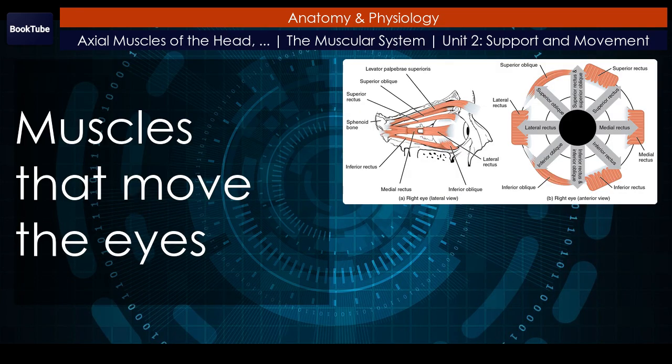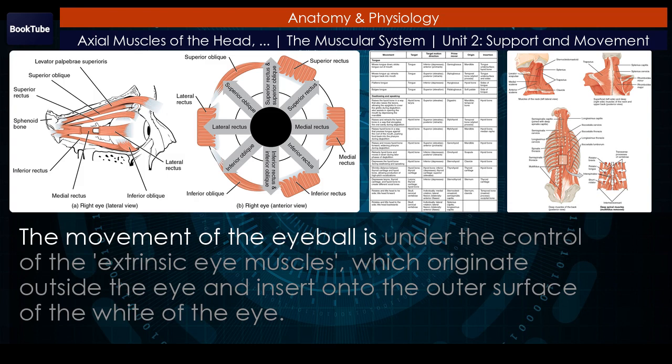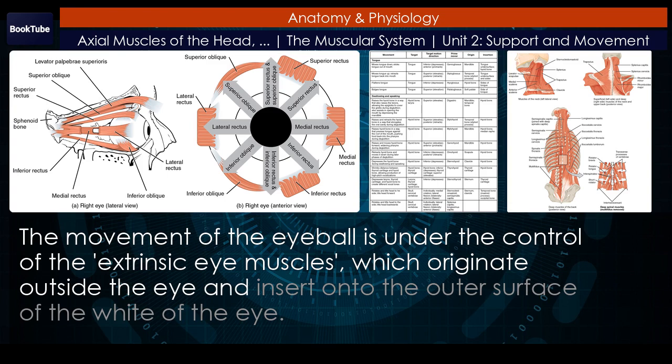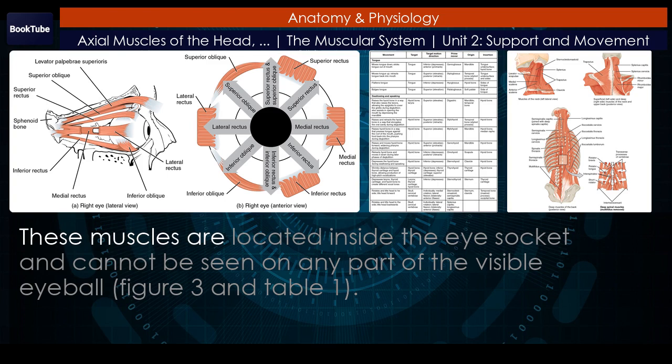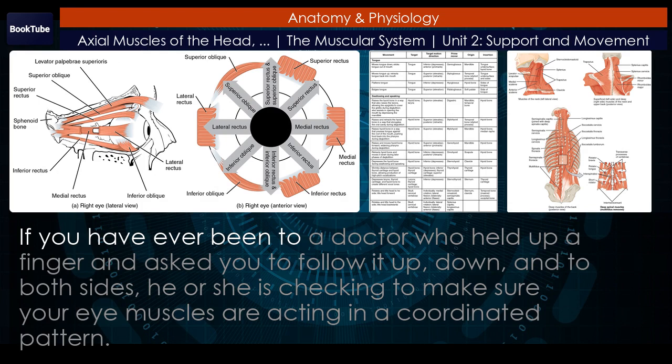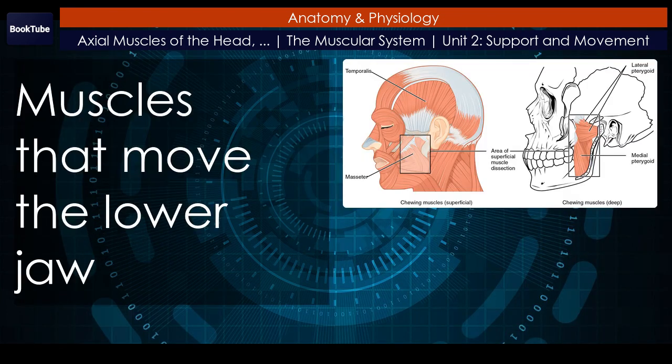Muscles that move the eyes. The movement of the eyeball is under the control of the extrinsic eye muscles, which originate outside the eye and insert onto the outer surface of the white of the eye. These muscles are located inside the eye socket and cannot be seen on any part of the visible eyeball. Figure 3 in Table 1. If you have ever been to a doctor who held up a finger and asked you to follow it up, down, and to both sides, he or she is checking to make sure your eye muscles are acting in a coordinated pattern.